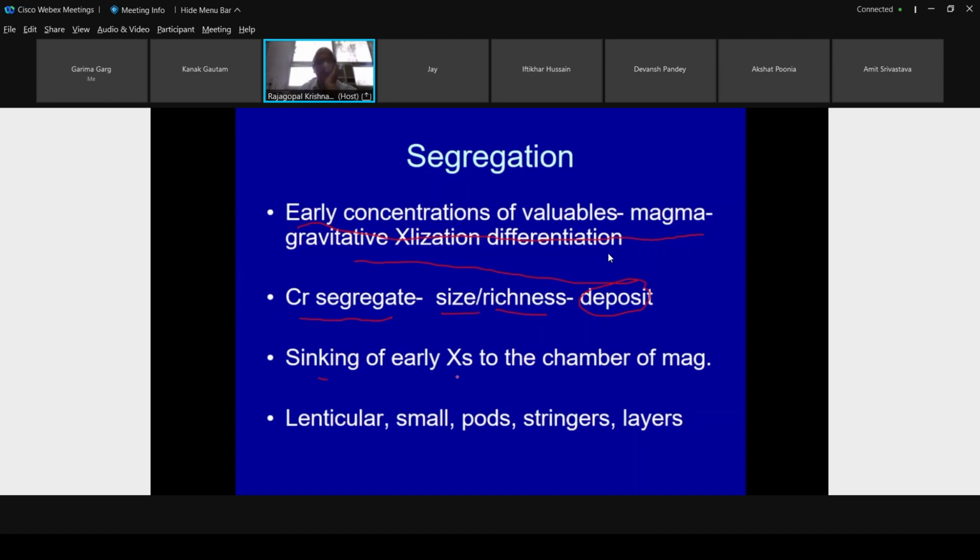So, sinking of the early crystals: when the magma is crystallizing, it will crystallize a number of components, but certain crystals will go down and will form layers. They'll be lenticular, small deposits; they can be pods, they can be stringers, they can be layered. You'll see different physical expressions. Am I right, Nikhil?